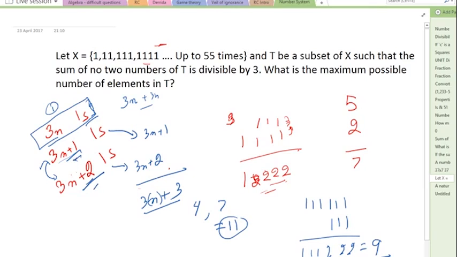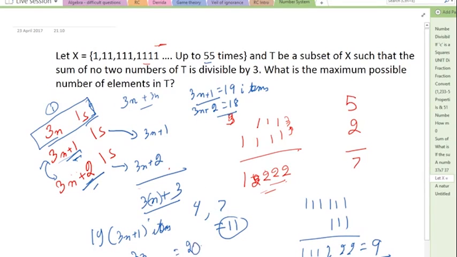We'll choose the bucket which has the maximum number of elements. We are going up till 55. So 3n plus 1, we have 19 items. You can count from 1 till 55. And 3n plus 2 will be 18 items, 2 to 53. So 3n plus 2 has one less item. So we'll take 19 3n plus 1 items and add to it one 3n item, because 1 can be added. 3n plus 2 will not be there. So total we can take 20 items. Maximum we can take is 20 items.